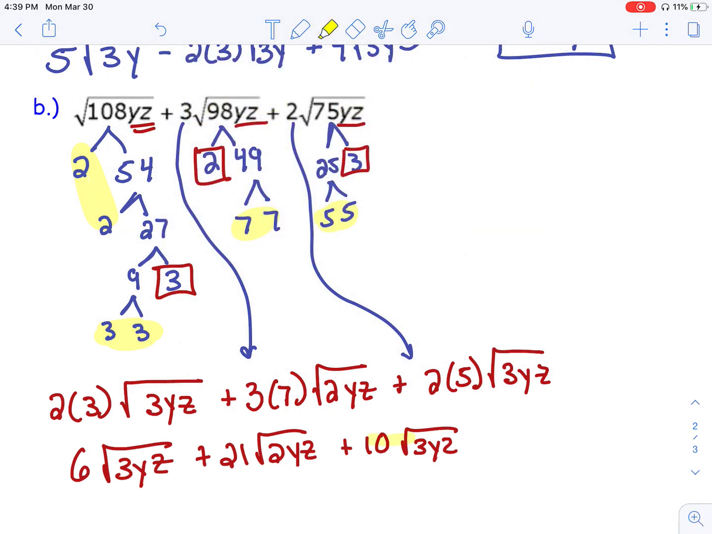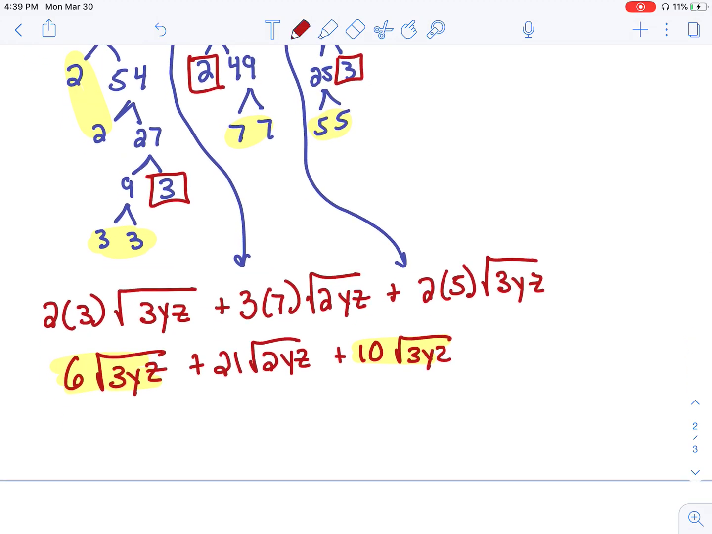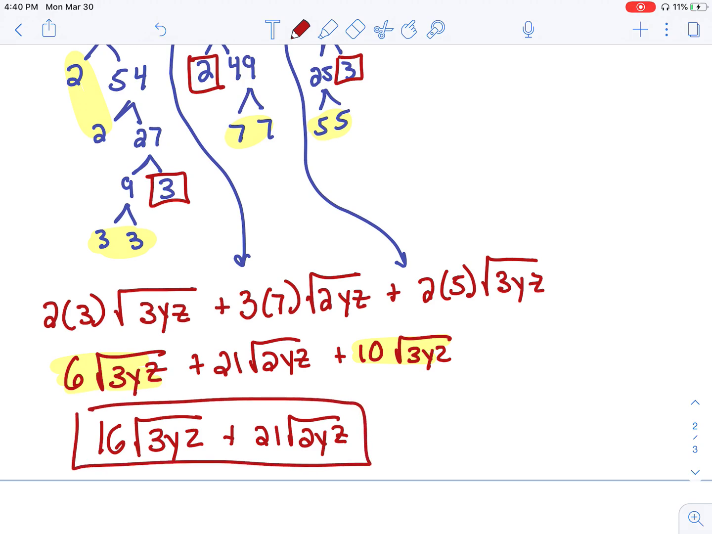I can go ahead and combine these two because they have the same thing under the radical, so I'm going to get 16 radical 3yz plus 21 radical 2yz. I can't combine those, so that's my final answer.